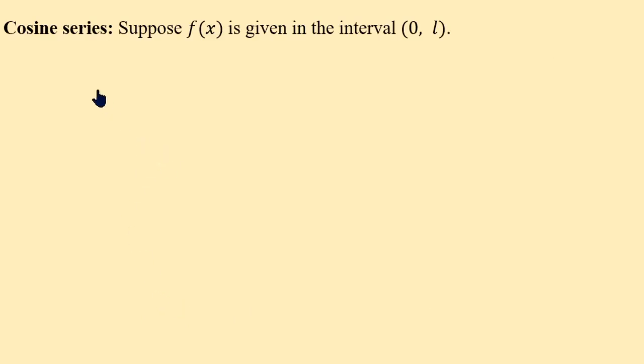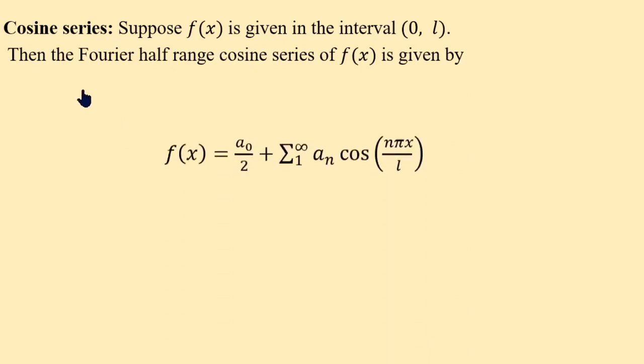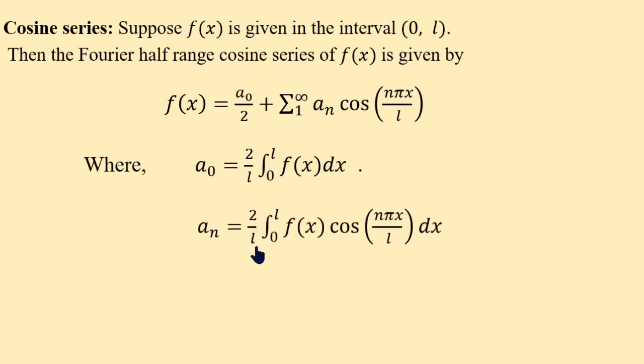Now, I am going to discuss two more problems in half range cosine series. Suppose f of x is given in the interval 0 to pi, then the Fourier half range cosine series of f of x is a0 by 2 plus summation an cos n pi x by l, and a0 is 2 by l integral 0 to l f of x dx, an is 2 by l integral 0 to l f of x cos n pi x by l dx.